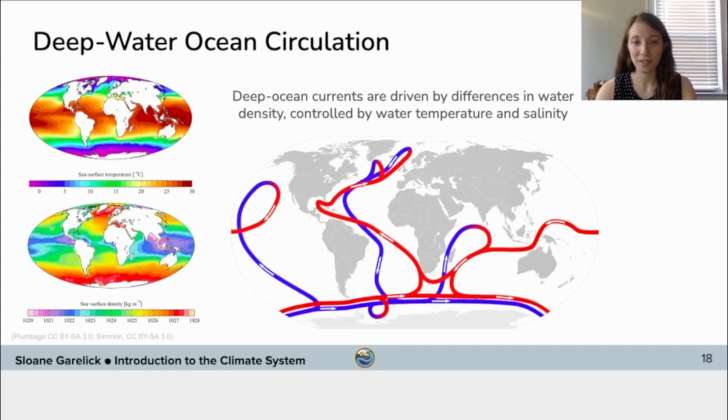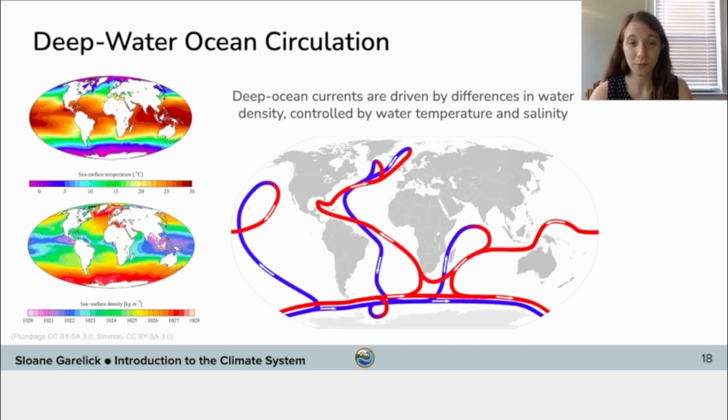In Earth's polar regions, the surface ocean water gets very cold and forms sea ice. As you can see in the maps on the left, the upper left map is showing changes in sea surface temperature with latitude, and the polar regions are much colder than the equatorial regions. In addition, the bottom map is showing seawater density, and you'll notice that there's a similar pattern to temperature, where the tropics have less dense waters and the poles have denser waters.